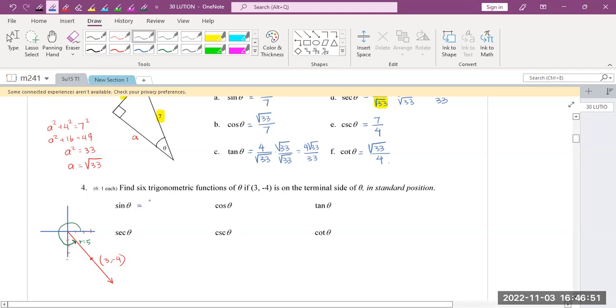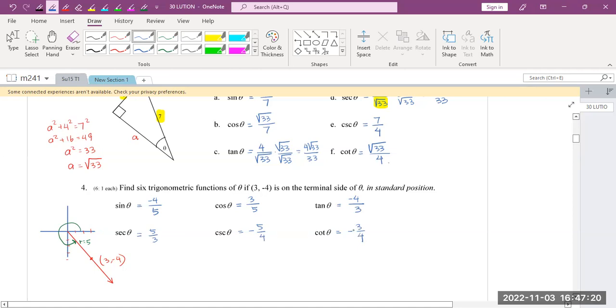What is sine theta? Sine is y over r. Cosine is x over r. Tangent is y over x. Secant is the reciprocal of cosine. Cosecant is the reciprocal of sine. Cotangent is the reciprocal of tangent. That's it.